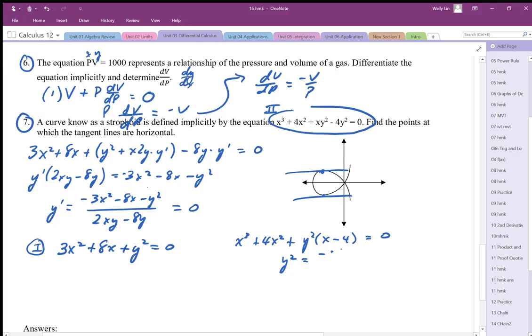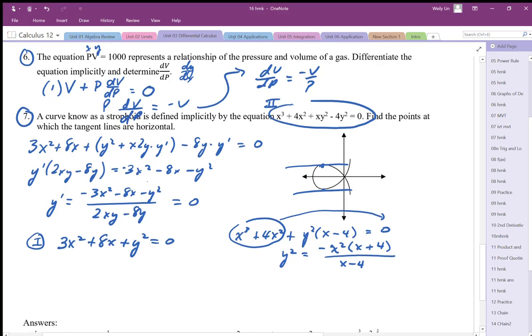I'm going to isolate the y squared, and I think I'm going to factor that. So I factor the negative. Yeah, that's going to be correct. Then I'm going to divide by x minus 4. So I moved these terms over to that side, made them negative, factored out the x squared, and divided by x minus 4. There's my substitution for y squared.